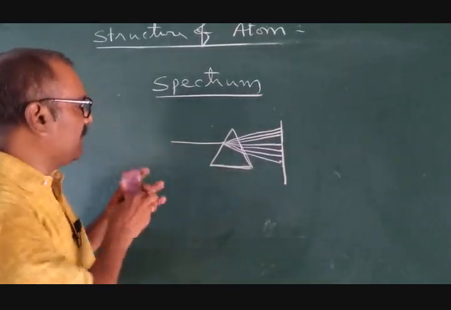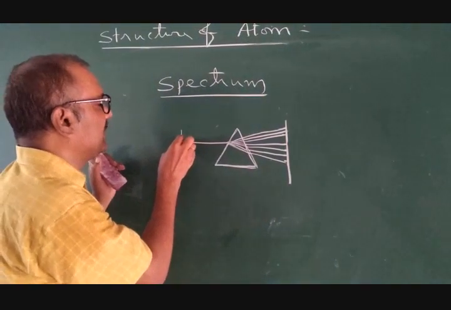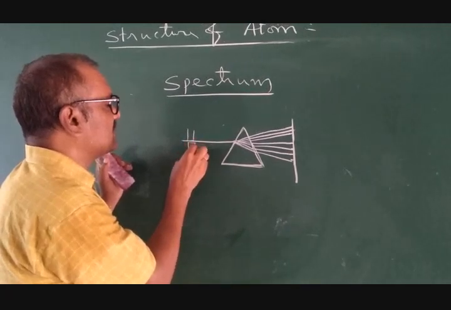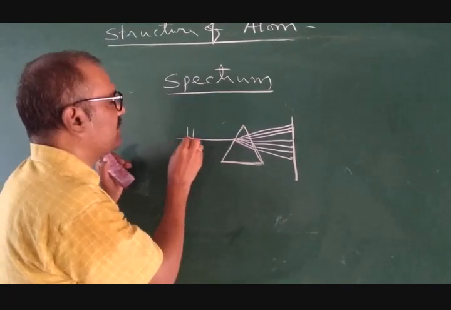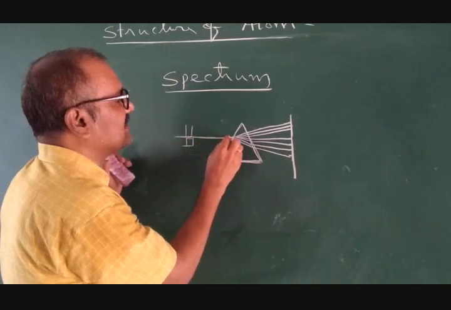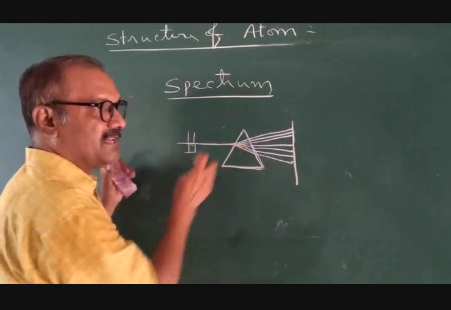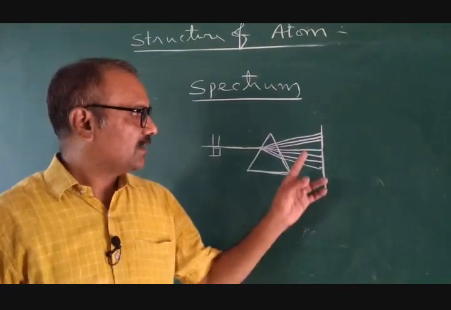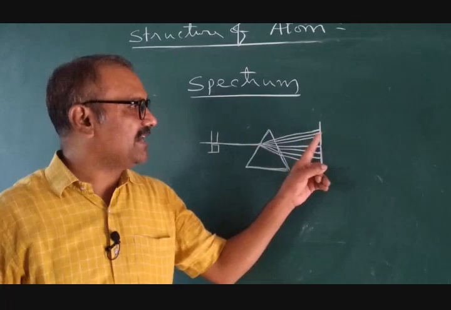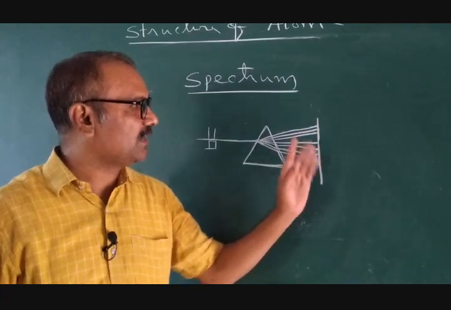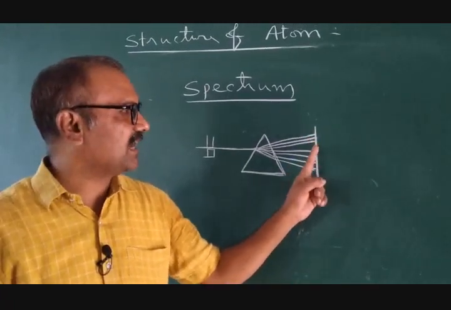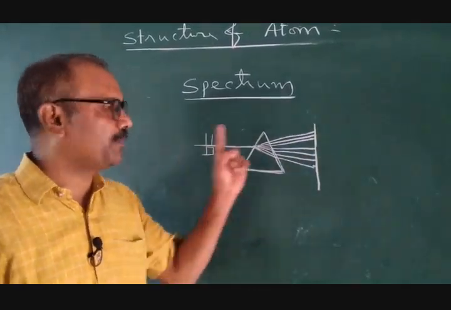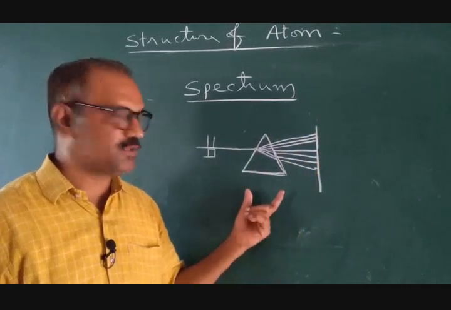Spectrum. When a thin beam of light, a small beam of light, is passed through the prism, first this light has to be sent through a small hole, a slit, and this light is allowed to fall on the prism. The pattern of lines is formed on a photographic plate. These lines are called spectral lines. The total device is called a spectroscope.